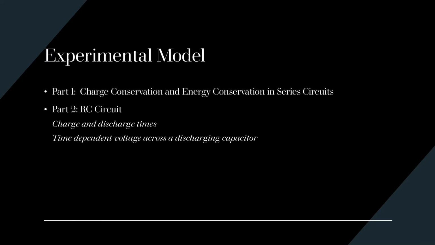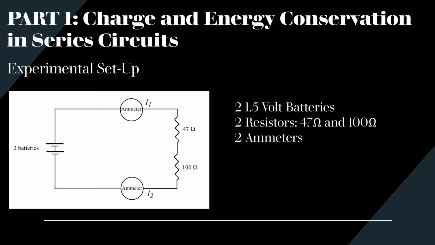The experimental model included two parts. Part 1 was the charge conservation and energy conservation in a series circuit, where Part 2 looked at an RC circuit with the charge and discharge times, as well as the time-dependent voltage across a discharging capacitor. The experimental setup for Part 1 included two 1.5 volt batteries, two resistors of 47 ohms and 100 ohms, and two ammeters.